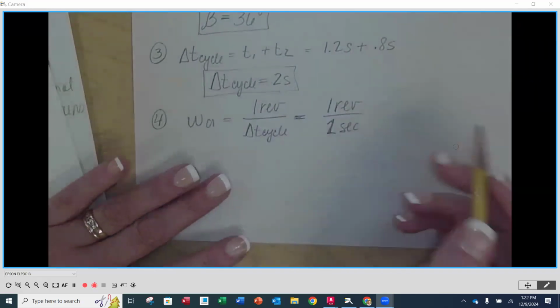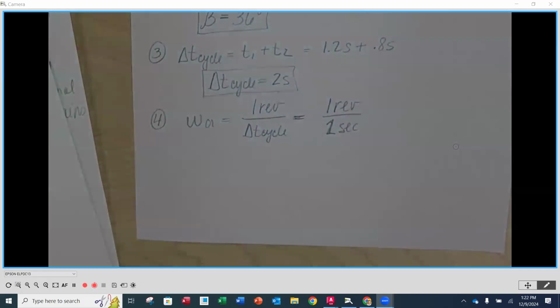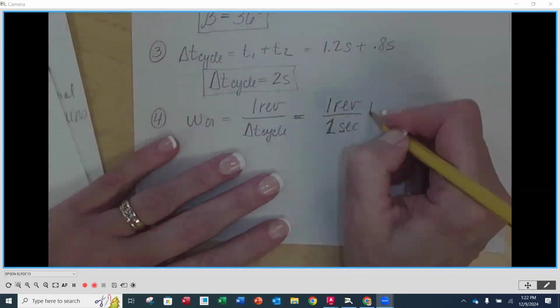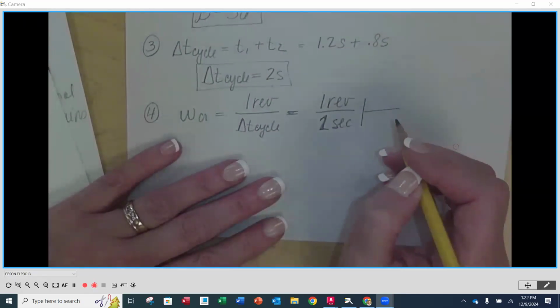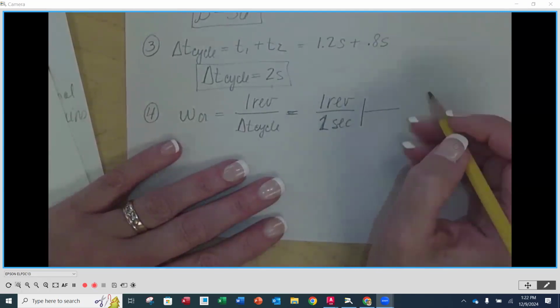Now, you could say 1/2 revolution per second, but as we know, whenever we report our angular velocity, we need to put it in what? Not revolutions per second, we need to put it in revolutions per minute, right? So we have to change this to RPM. So don't leave it as revolutions per second. You have to put it in RPMs. Thank you, Emily and Ben.